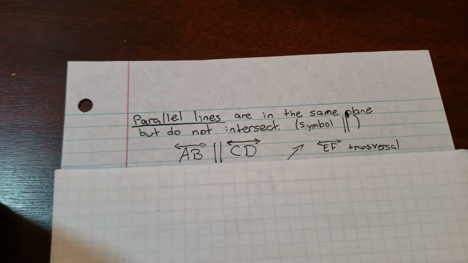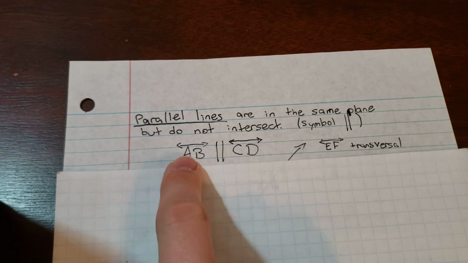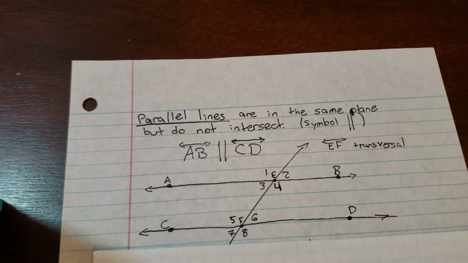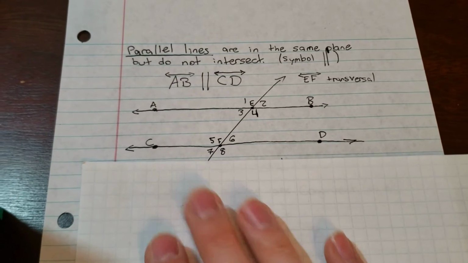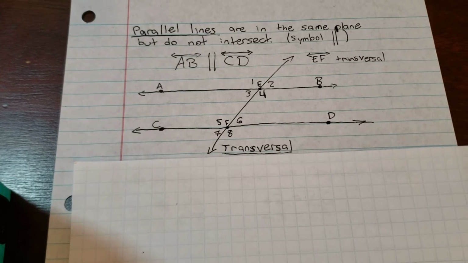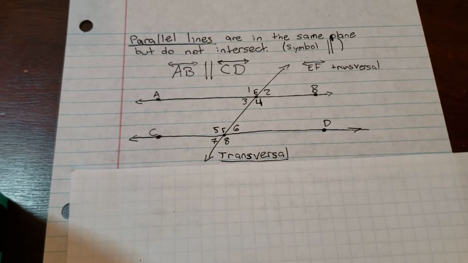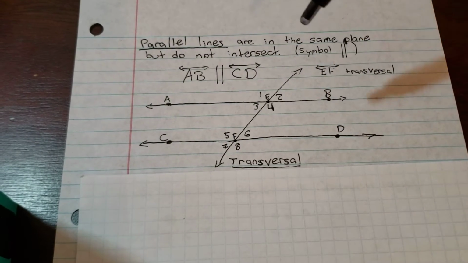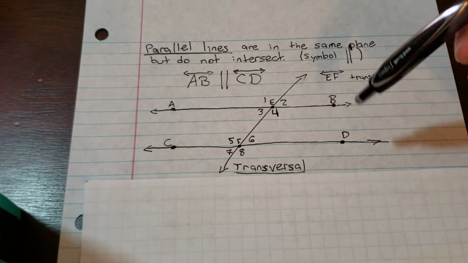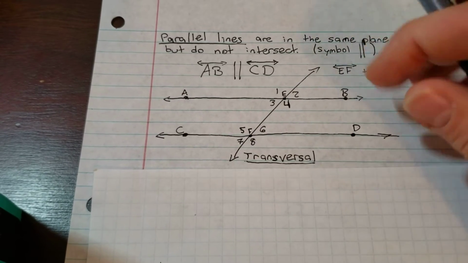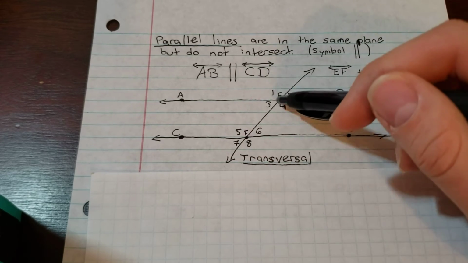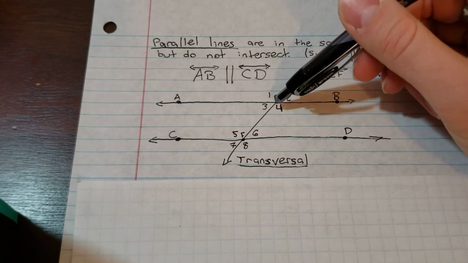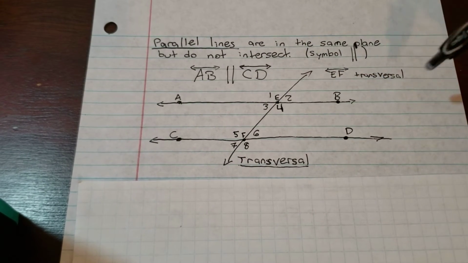So for example, line AB and line CD are parallel. So what I've got here is this whole thing. You might need to know how to draw line AB, line CD with a transversal. A transversal, it just cuts parallel lines. And it's EF because it goes through these points. Again, transversal cuts through two parallel lines.